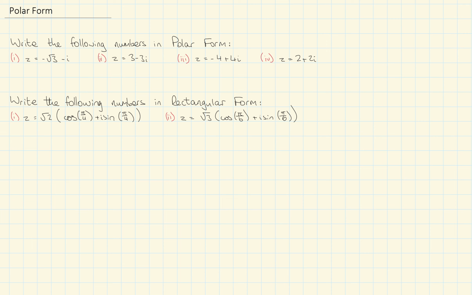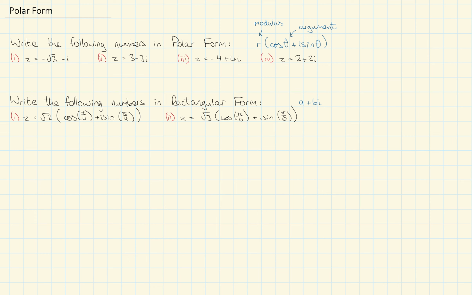So in this video we are going to have a look at writing some numbers in polar form and then converting from polar form back to rectangular form. So polar form is anything that can be written as a complex number in the form r cos theta plus i sine theta, where r is the modulus and theta is the argument. And then rectangular form can be written as a plus bi, so just standard complex number notation.